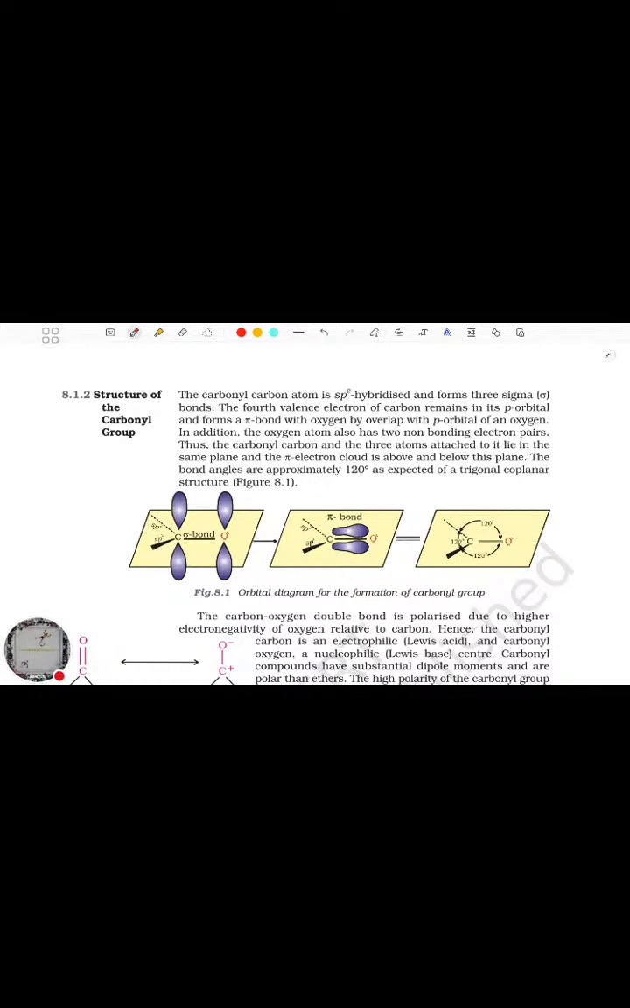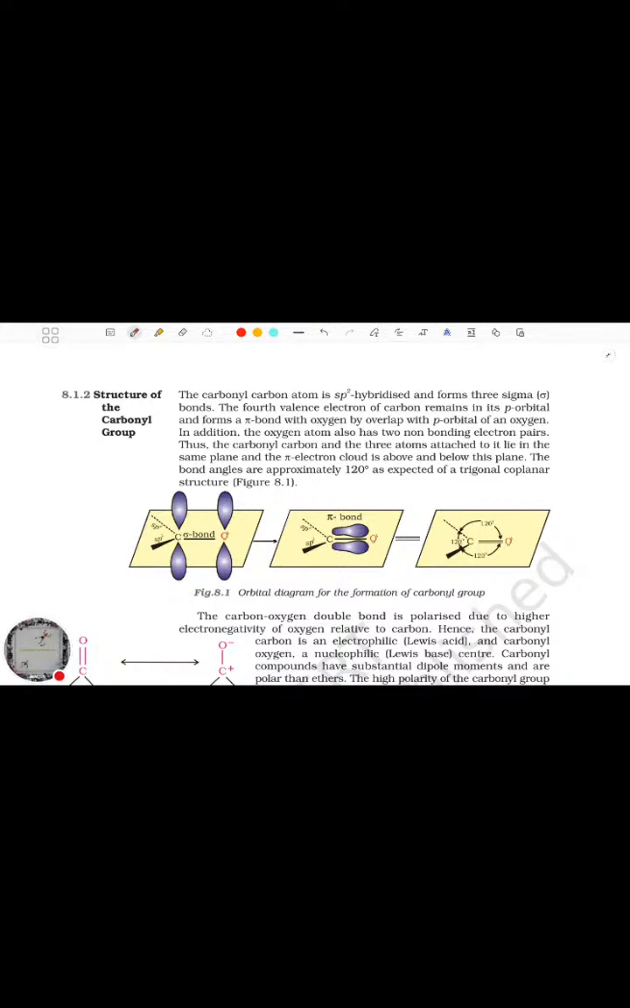Thus, the carbonyl carbon and the three atoms attached to it lie in the same plane, and the pi electron cloud is above and below this plane. The bond angles are approximately 120 degrees as expected of a trigonal planar structure.